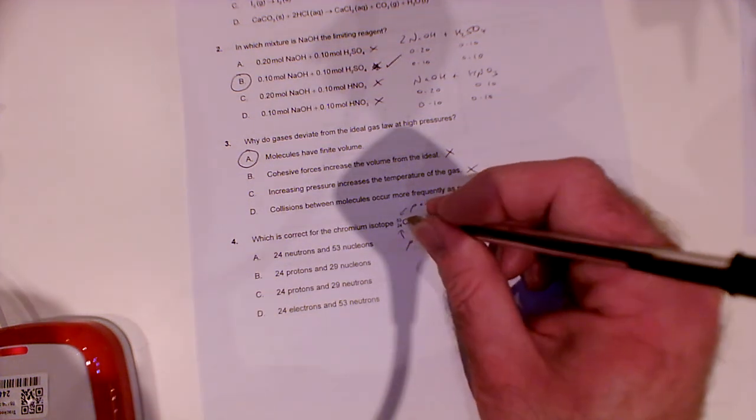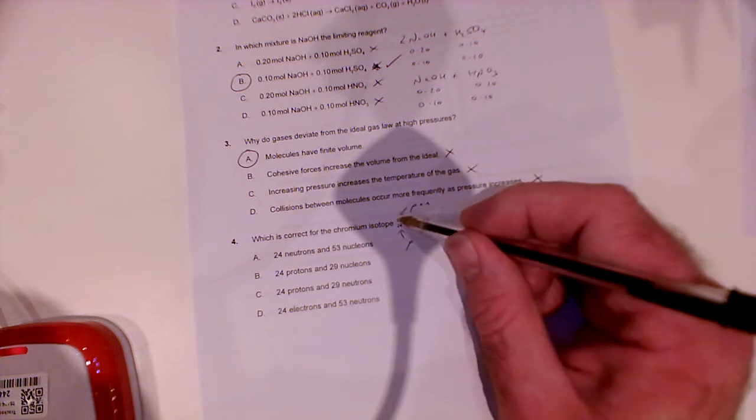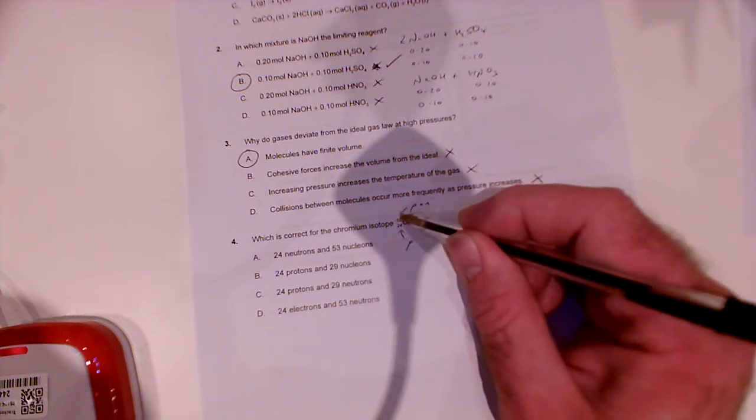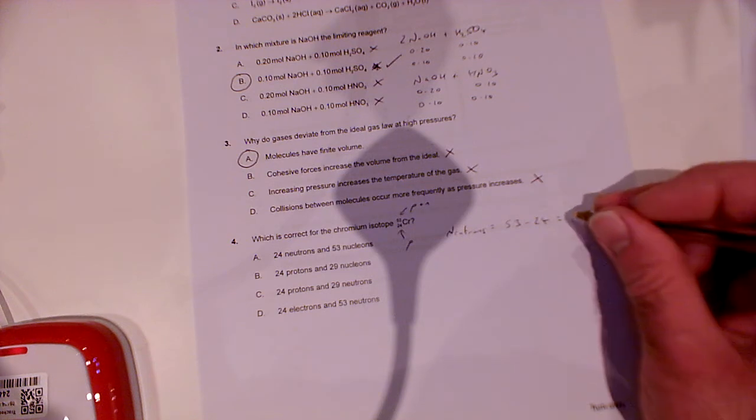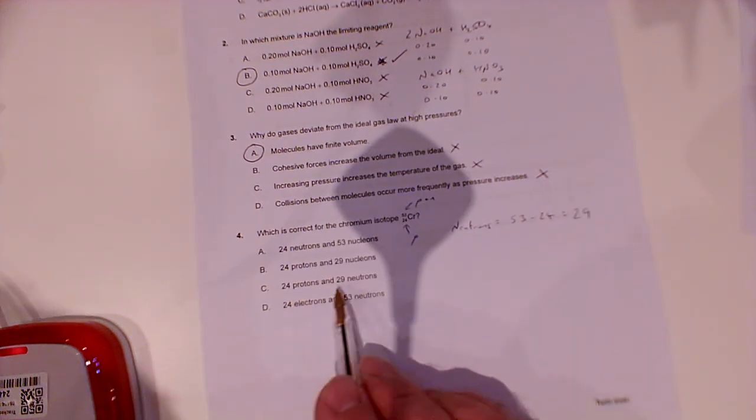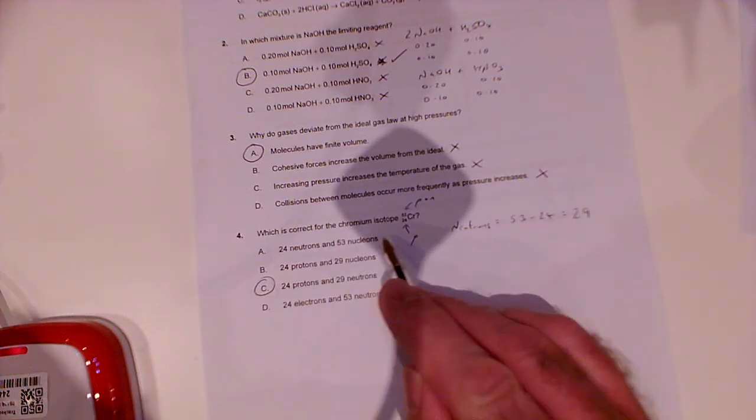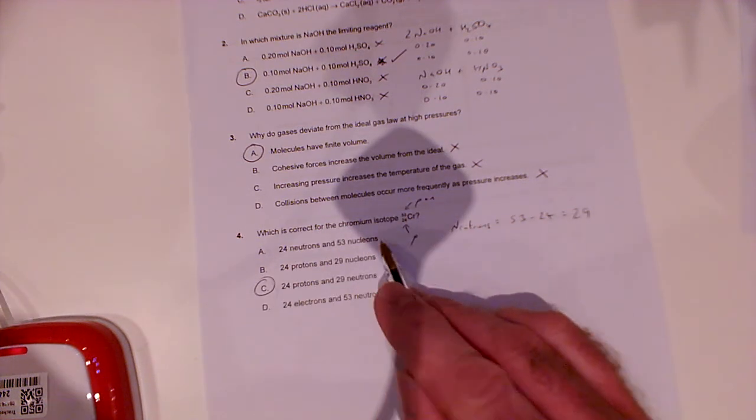Well, nucleons is protons plus neutrons. So we've got 53 nucleons. But how many neutrons is that? So neutrons equals 53 minus 24, which is 29. Yeah, 29. So it's looking like this is the best bet then. So 24 protons and then 29 neutrons. As I said, nucleons is 53 nucleons because that's the protons plus the neutrons.